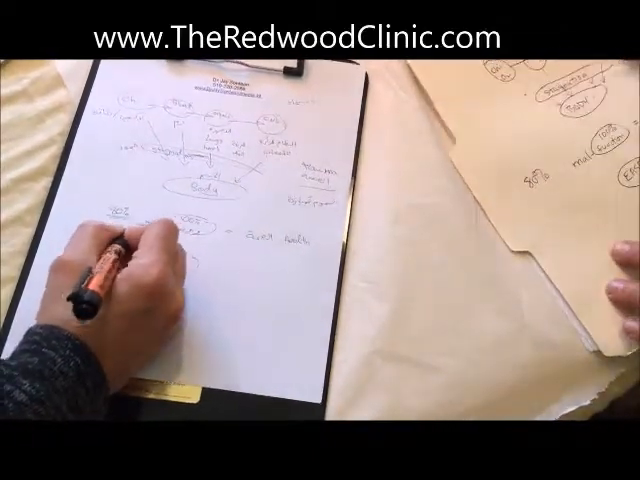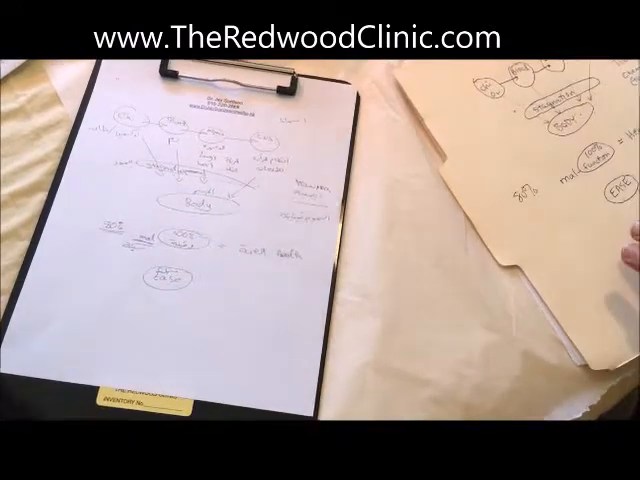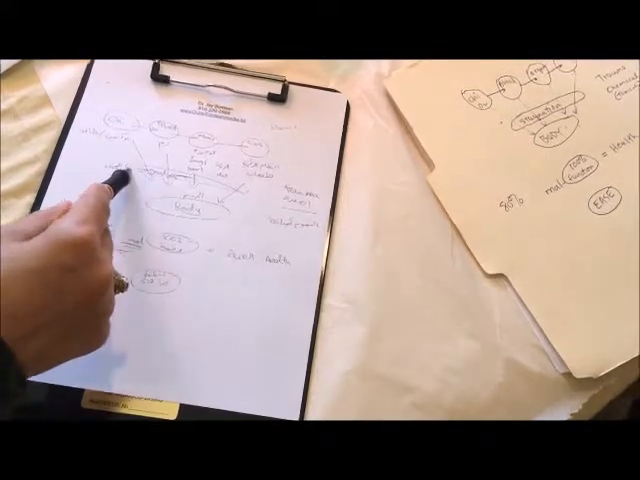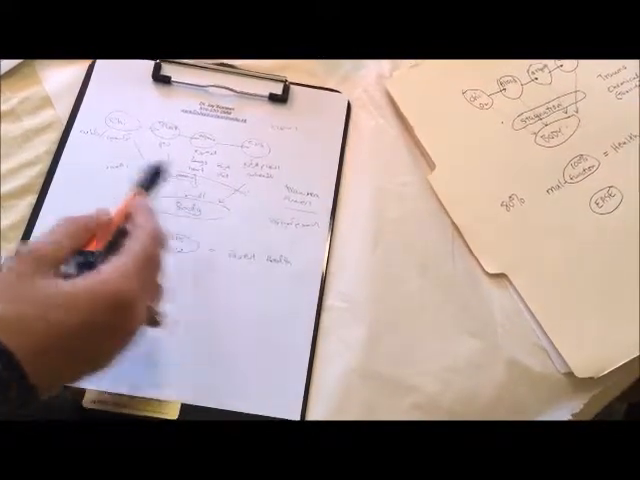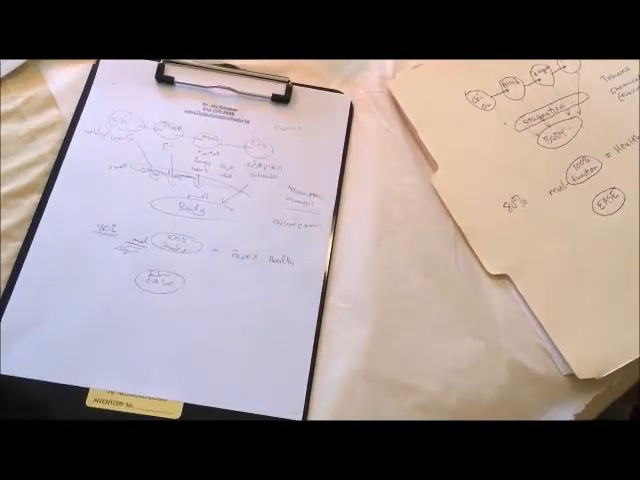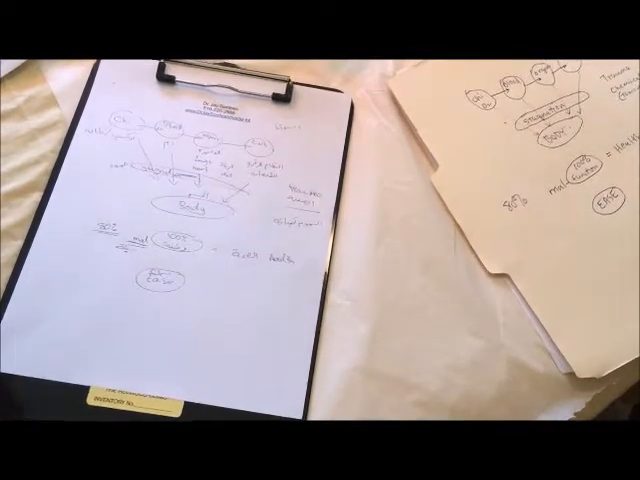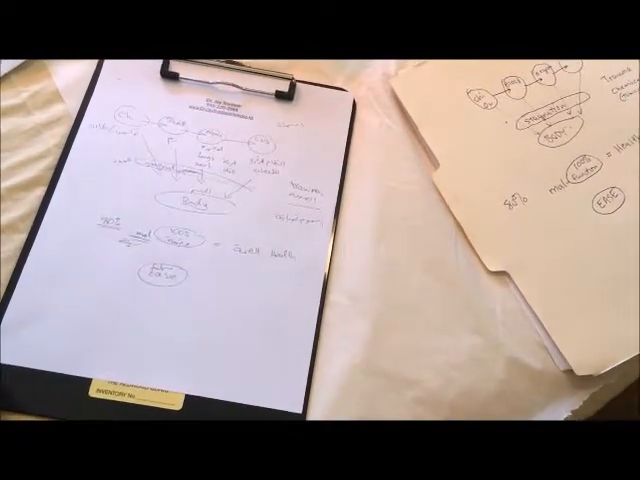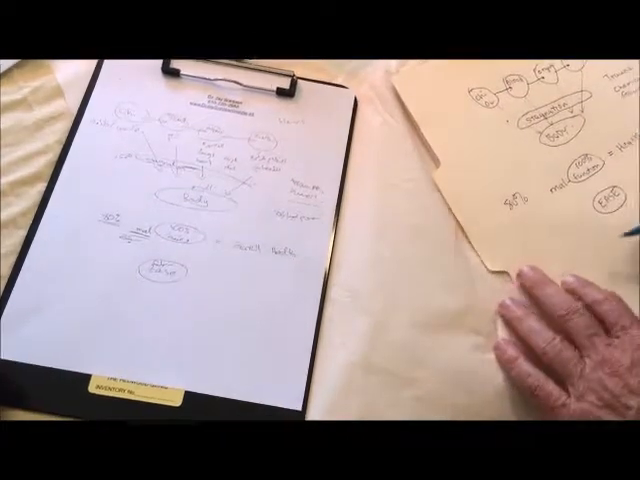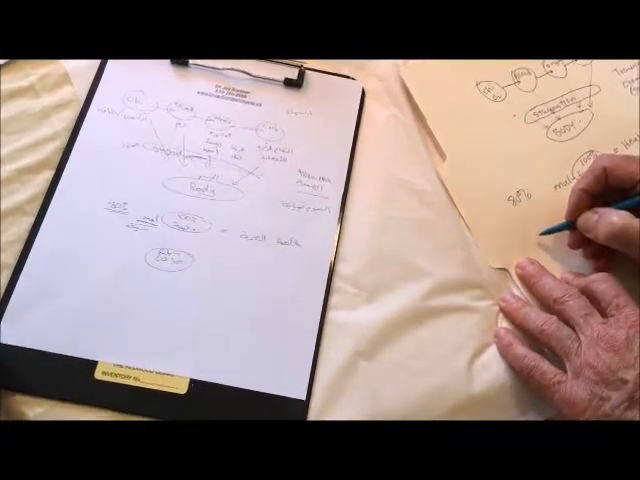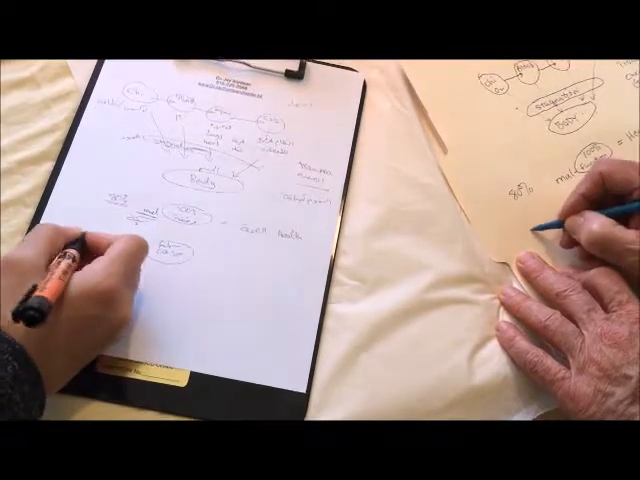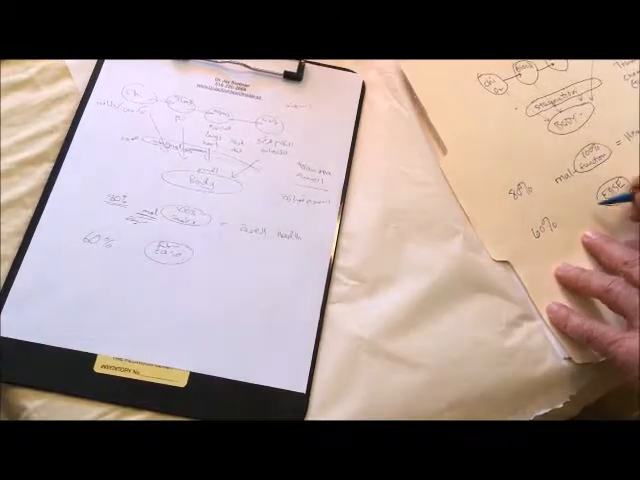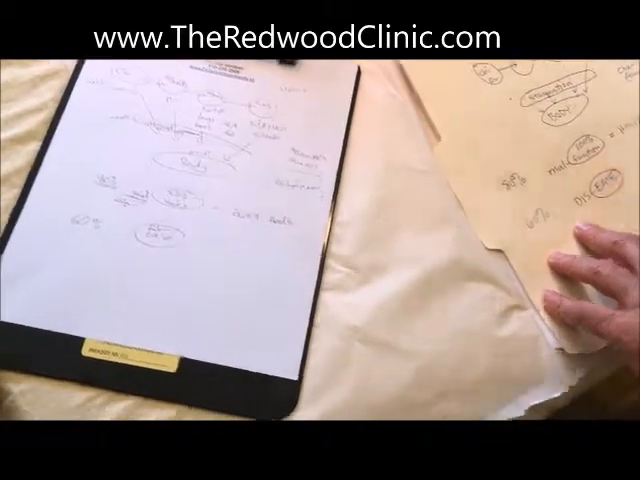Then if we do not remove the stagnation, the body continues to decrease and degenerate in function. So it goes down, let's say it goes another 20%, then we have 60%. Okay? At 60%, we start to develop disease, or dis-ease.